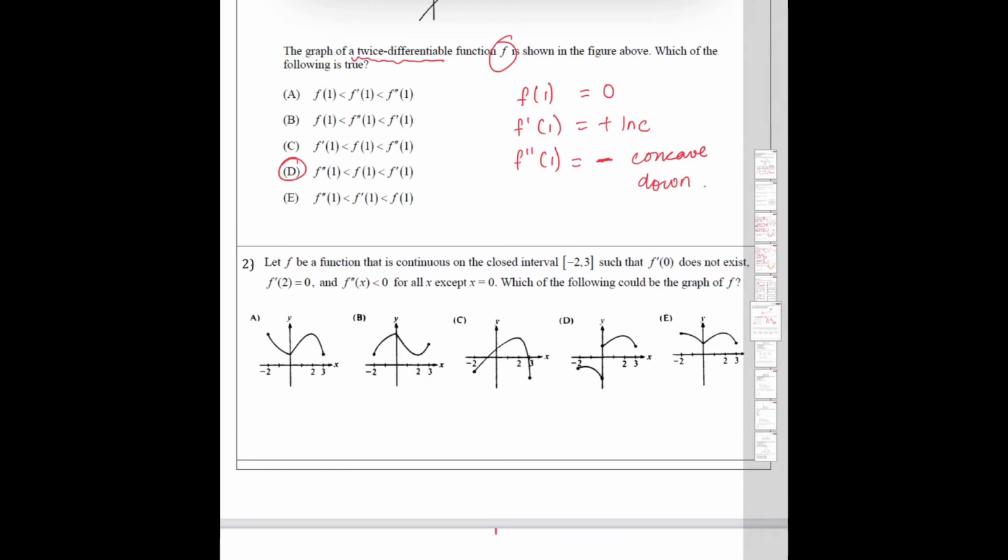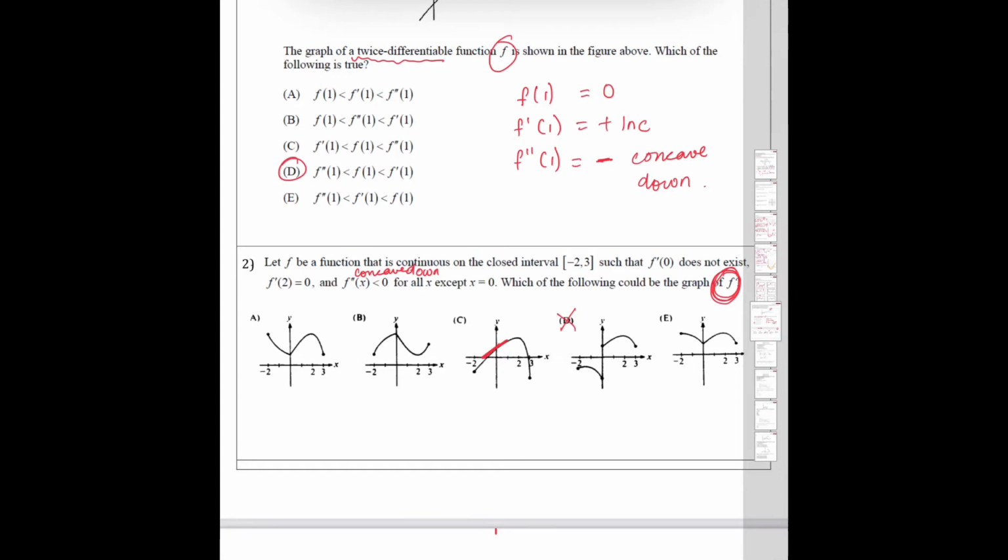Number 2, it says let f be a function that is continuous on the closed interval negative 2 to 3, such that f prime of 0 does not exist and f prime of 2 equals 0, and the second derivative is less than 0, meaning it is concave down for all x except x equals 0. Which of the following could be the graph of f? So we need the original graph. It's saying it's continuous, so right off the bat, it couldn't be choice D because choice D is not a continuous function. And it also says that the first derivative does not exist at 0.